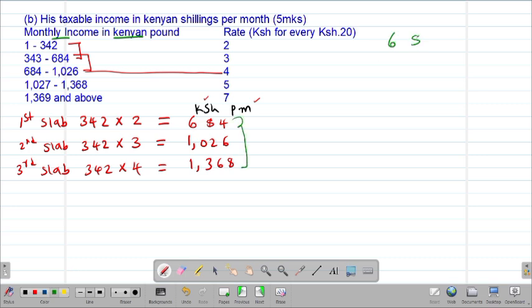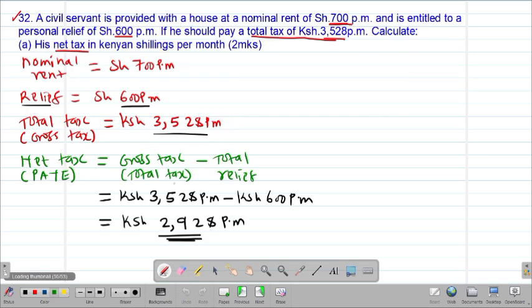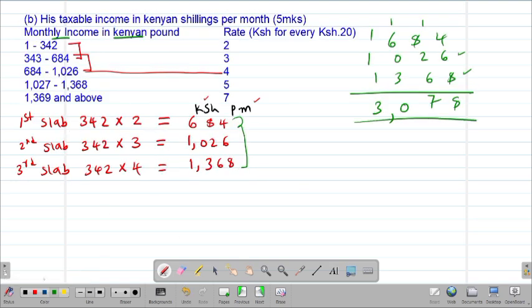So 684 added to this is 26, then 0, 1, then added to 1368. So this one is going to give us, this is 14, this is 18, carry 1, this is 10, 11, this is 17, carry 1, this is 10, carry 1, this is 3. So we are having 3,078. So you can check with our gross tax. So the gross tax was 3,528. So of course it has not, it is closer to the required value.